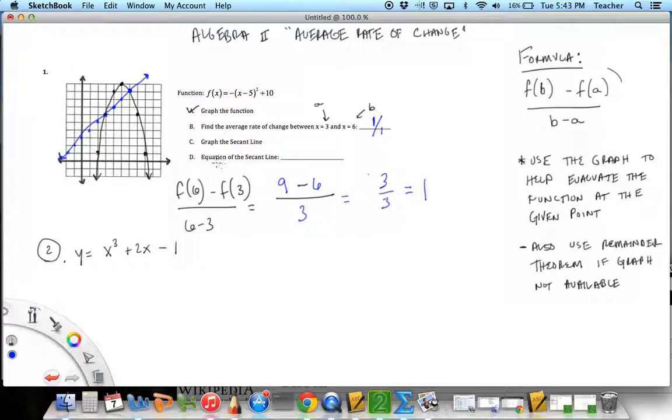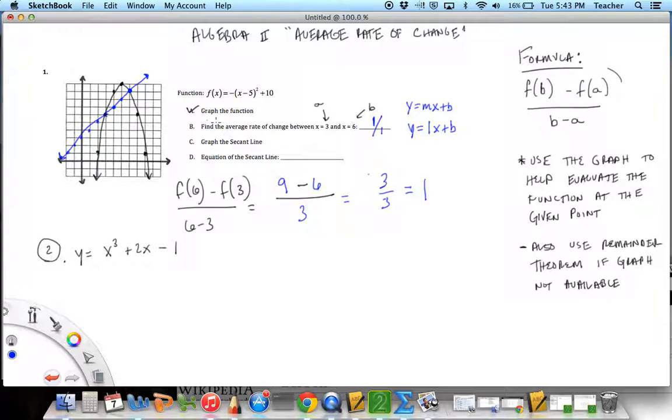And then I want you to write the equation of the secant line. A lot of this is review. So we know that the equation of a line is y equals mx plus b. And we know the slope is 1, so y equals 1x plus b. And so now we plug in x and y. Let's just plug in any point on the line. So let's just plug in 3, 6. I just pick out one of these points.